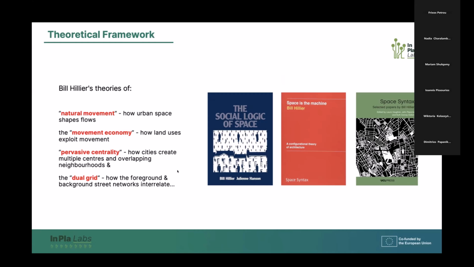And this is where the concept of pervasive centrality comes in, how cities can create multiple centers and overlapping neighborhoods. And finally, the dual grid, which was referred to previously as the two systems in the city, the foreground and the background, and how these two systems integrate together. If you would like to know more about the concepts and their use in practice, you could have a look at these books, The Sociology of Space, Space is the Machine, and some selected papers by Bill Hillier.